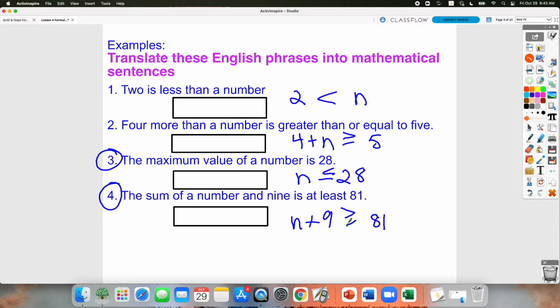That "at least" is kind of tricky because it sounds like it should be less than or equal to. But if you think about it in terms of money especially, or in terms of your grade, you have to have at least a 60 to pass. That means you need greater than or equal to a 60.